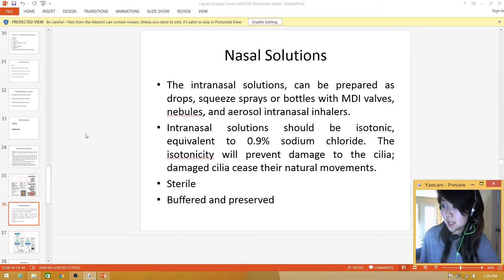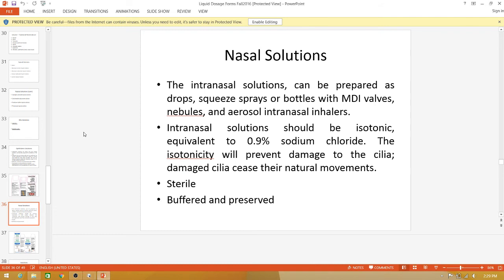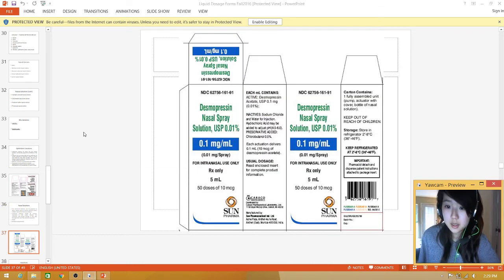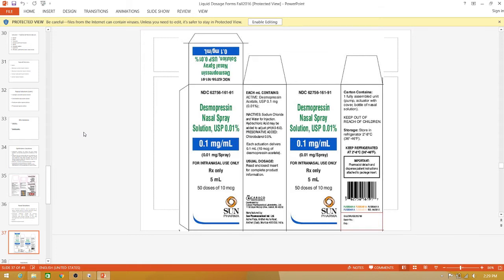Nasal solutions can also produce local or systemic actions, which just means the overall action within the body. And this is because there's a large amount of blood supply in the nose region which will absorb the drug quickly. For example, people snort cocaine, and this isn't because it makes the nose feel good, but it's because they want that systemic effect throughout their body. So another example of a nasal solution would be this desmopressin.